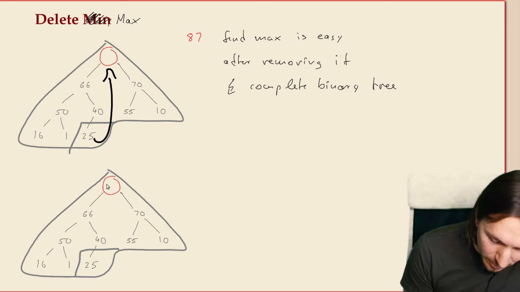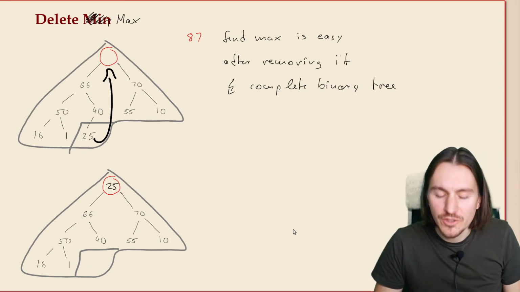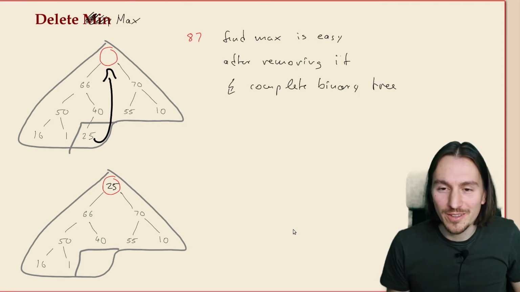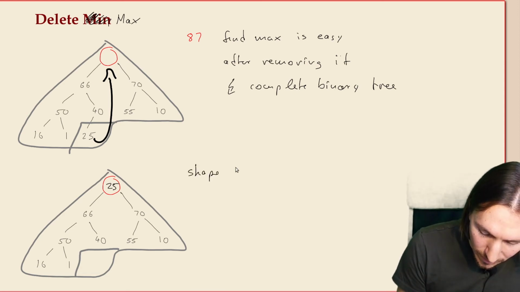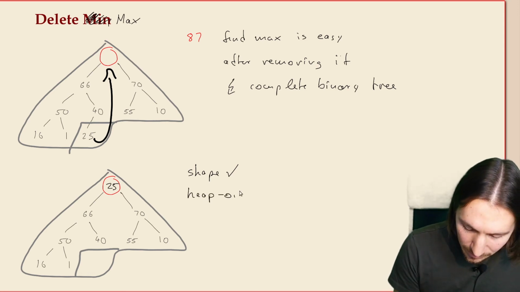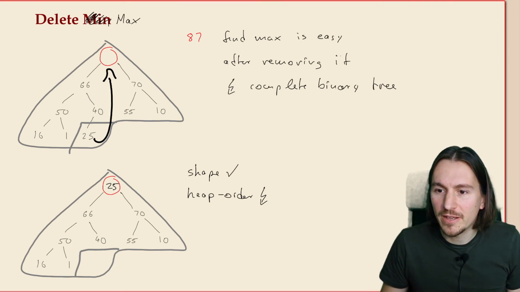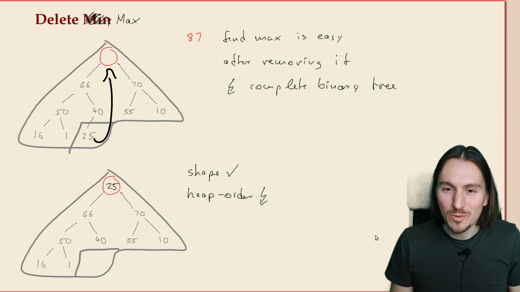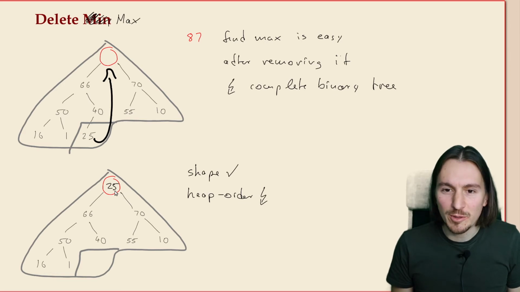So that's what we'll do. The 25 moves up here. This becomes empty, and this is gone. So we're almost good. The heap shape, the tree shape, is fine. But the heap property, the heap order, is violated. So we have to do something about this. We have to fix it again. And how do we do this? Well, there's only really one thing we can do. We have to let this element sink down to find a proper place in the heap.